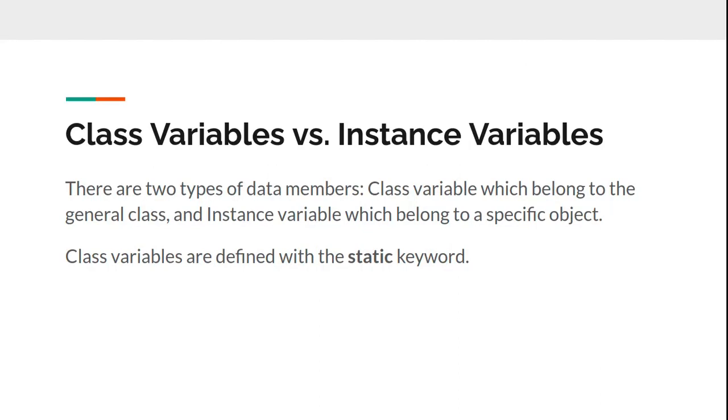As we talk about objects and their members, we can also identify data members which are either class variables or instance variables. These are the two types of data members. The class variable, which belongs to the general class, and the instance variable, which belongs to a specific object. Class variables are defined with the static keyword. If there is no static keyword in a declaration of a data member, that means it is an instance variable.